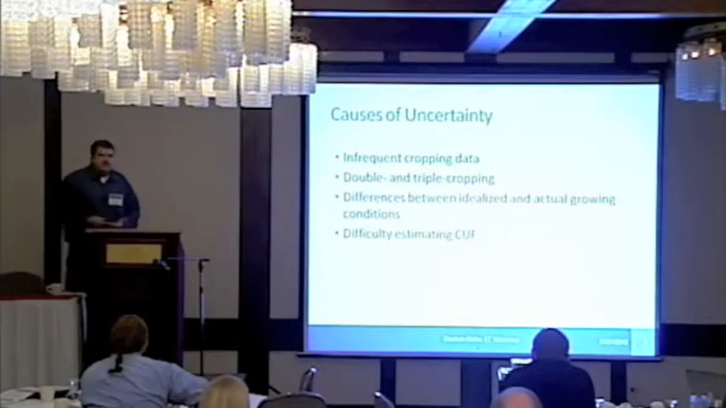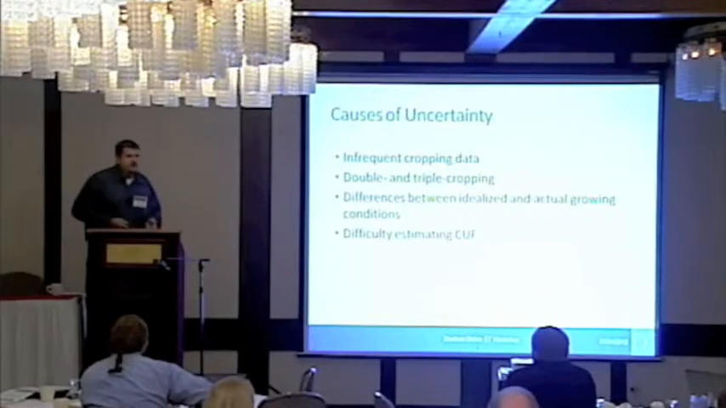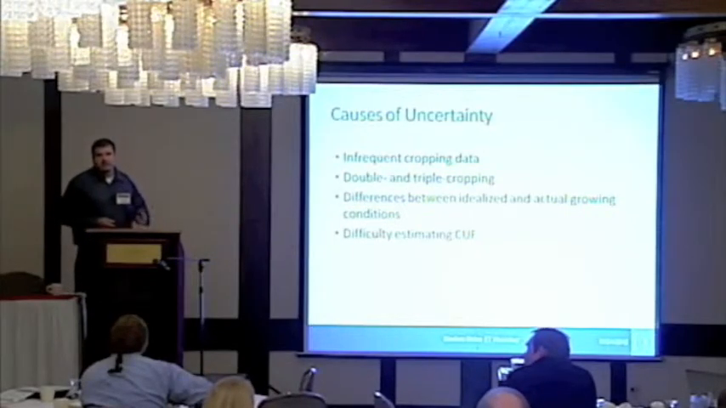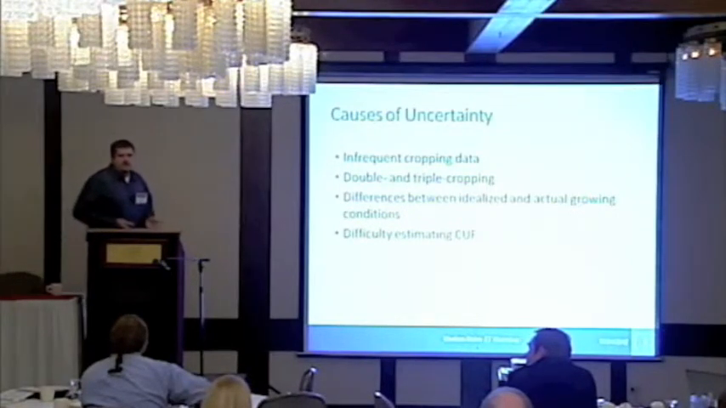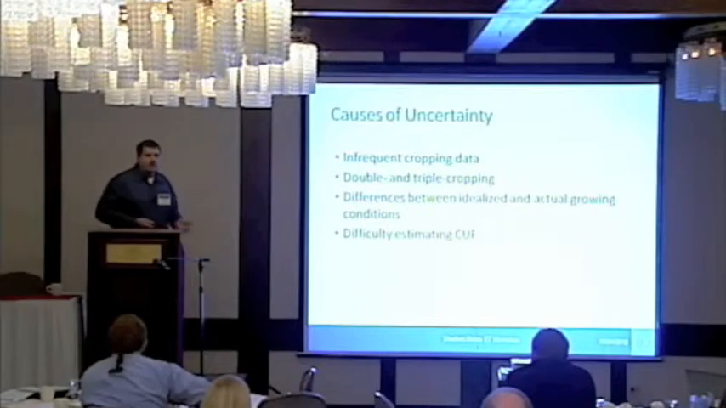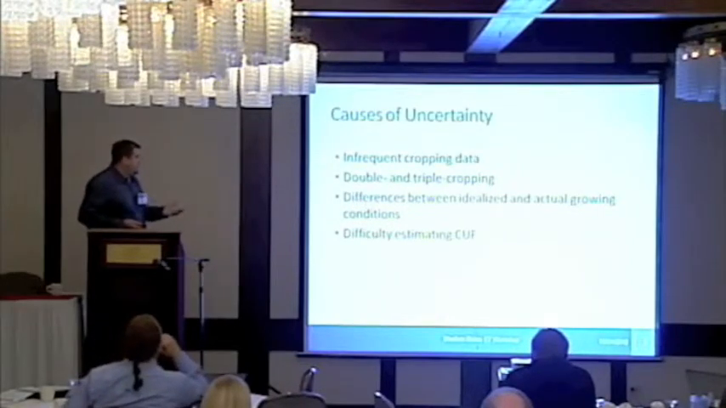There are causes of uncertainty in this estimation method. Cropping data is not available frequently, so to the extent that there are changes in cropping patterns within hydrologic units from year to year, we're not able to capture that. There can be double and triple cropping, and those cropping practices can change from year to year depending on market forces, for example, crop prices.